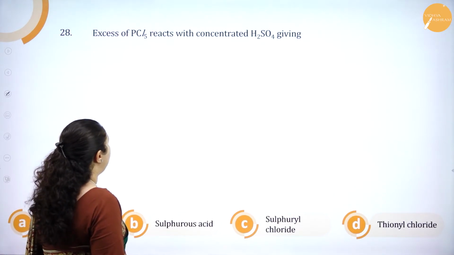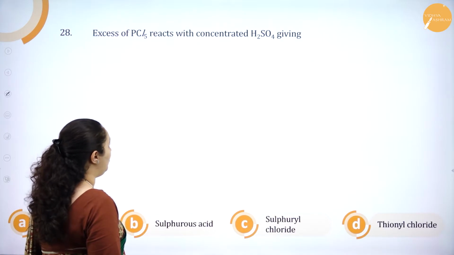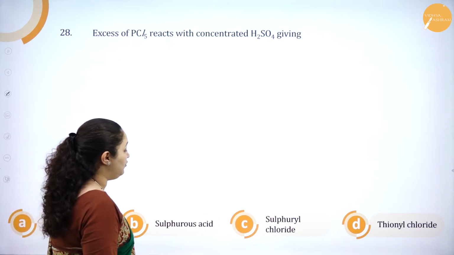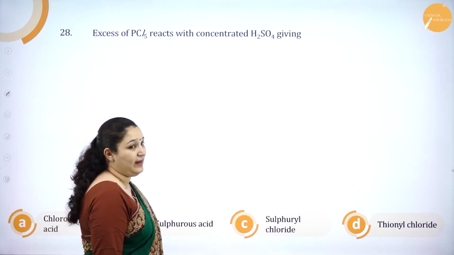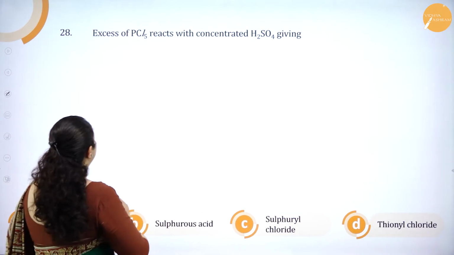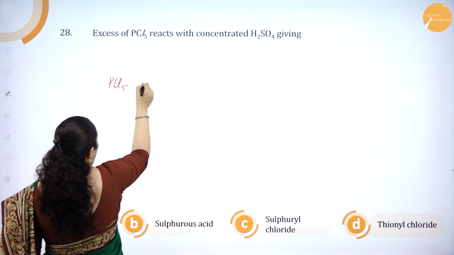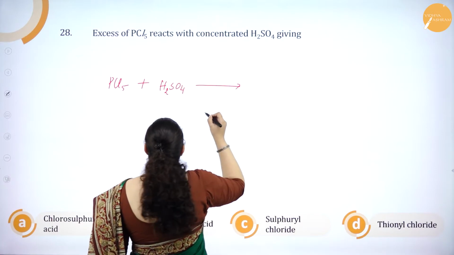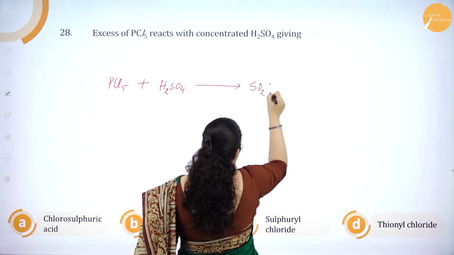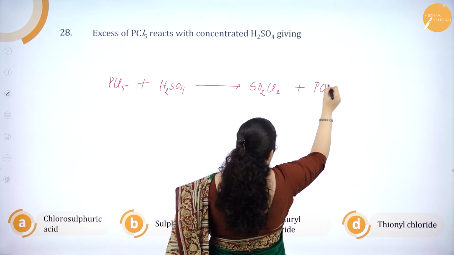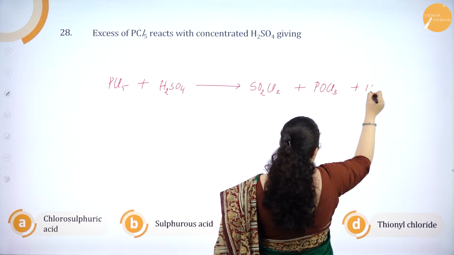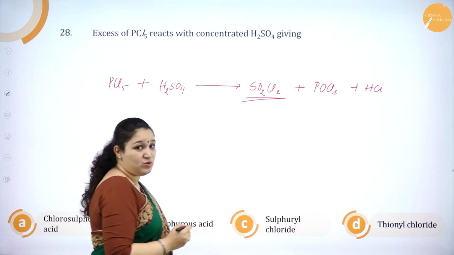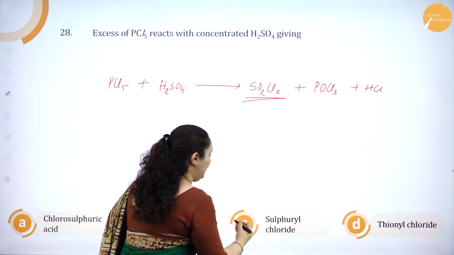Excess of PCl5 reacts with concentrated H2SO4 giving chlorosulfuric acid, sulfurous acid, sulfuryl chloride and thionyl chloride. So we'll write the equation and see. When PCl5 is reacting with concentrated H2SO4, what we are going to get here is SO2Cl2 plus POCl3 and HCl. Here I have not balanced the equation, but we are getting SO2Cl2, and SO2Cl2 is called sulfuryl chloride.